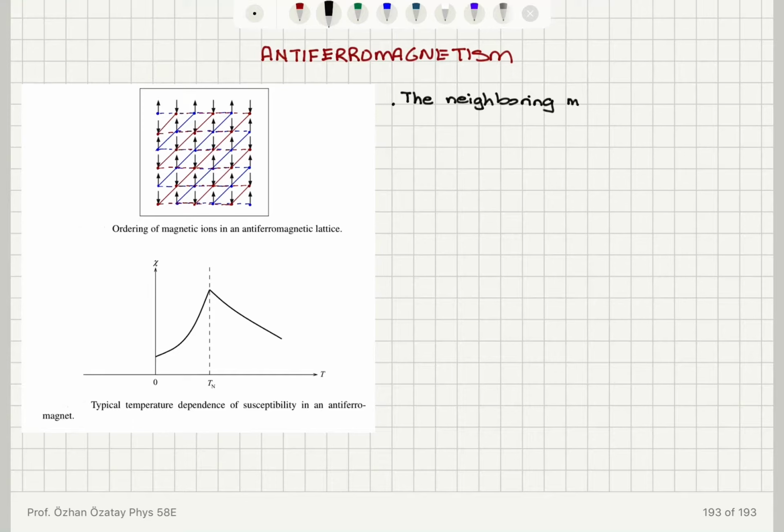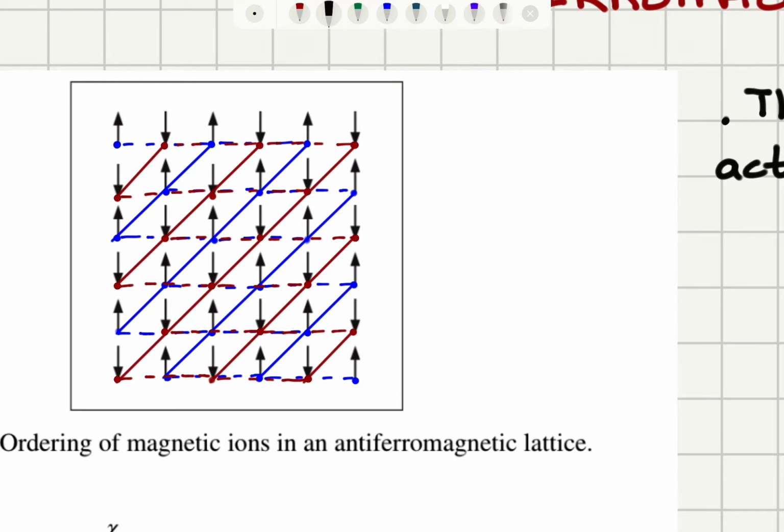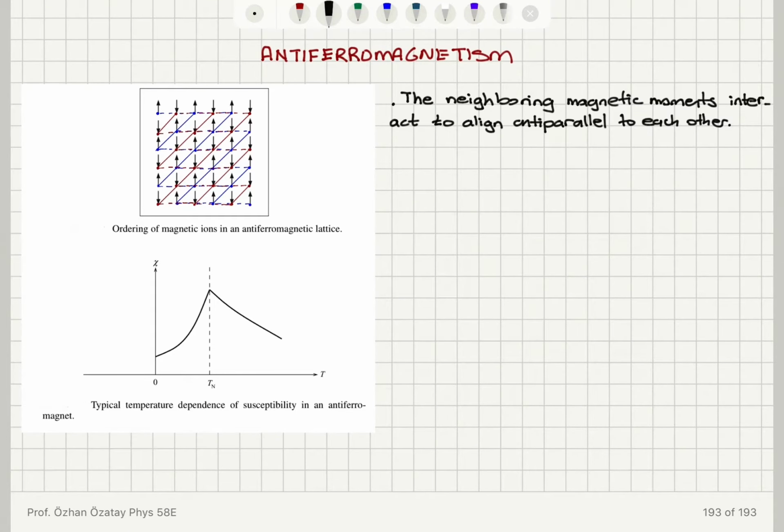The neighboring magnetic moments interact to align anti-parallel to each other. As you can see here, if you concentrate on the neighboring moments, they're all aligned in opposite directions.